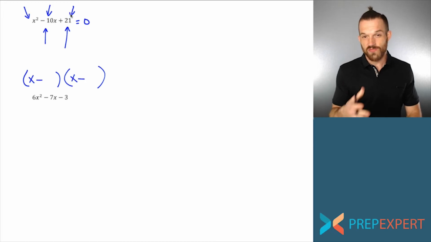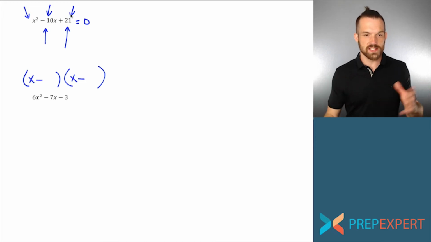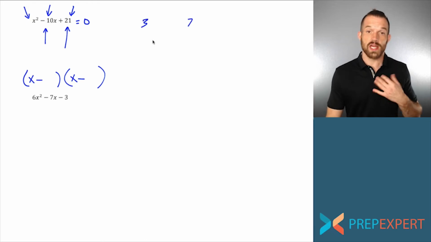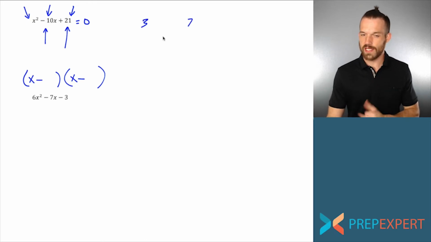Can you guys think of two factors of 21 that add up to 10? Let's start just by naming two factors of 21. I only know two factors of 21, so I'll start by writing out my 3 and 7 next to my equation. I know that 3 times 7 does multiply to equal 21.